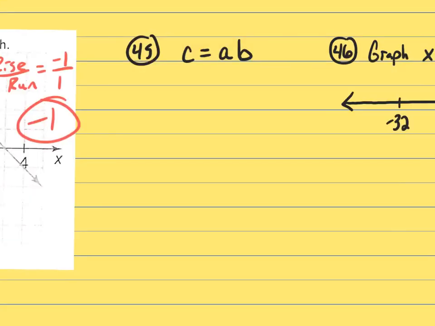Number 45, we are trying to get the a variable by itself, so this is just a simple upside down T. The opposite of multiplying by b is to divide by b, and I get a equals c divided by b.